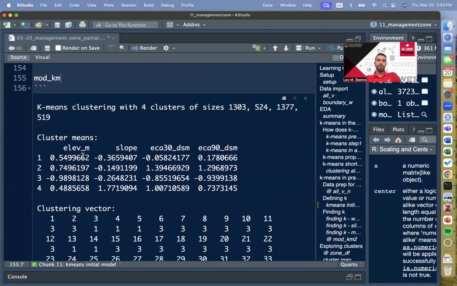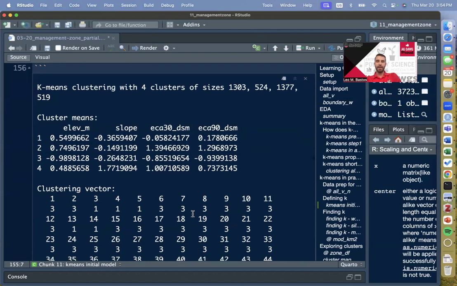And then it gives us here the mean of the clusters for each variable. So here we see, for example, that cluster number 1 is at an average value of elevation of 0.54, slope minus 36, ECA shallow minus 0.5, and ECA deep of 0.17. Remember that these values are standardized, so they are not in the actual measure units of these columns. They are standardized values, so maybe that's why they're not making a lot of sense as we read them. But then it gives the center for each one of the 4 clusters that we asked it to create.